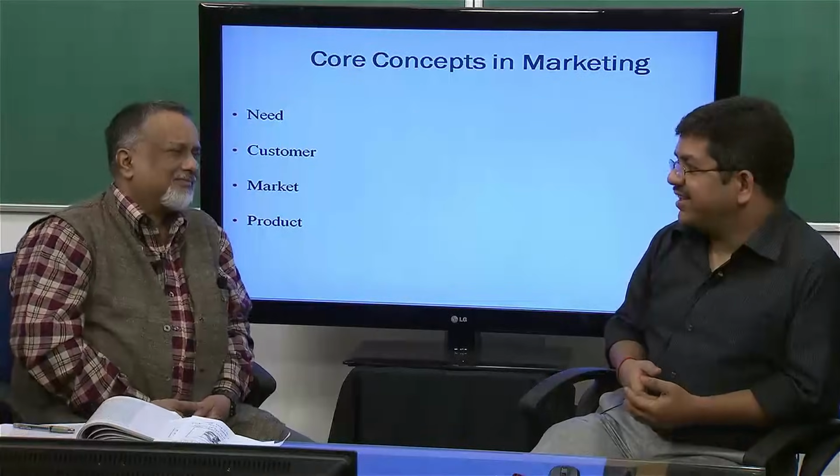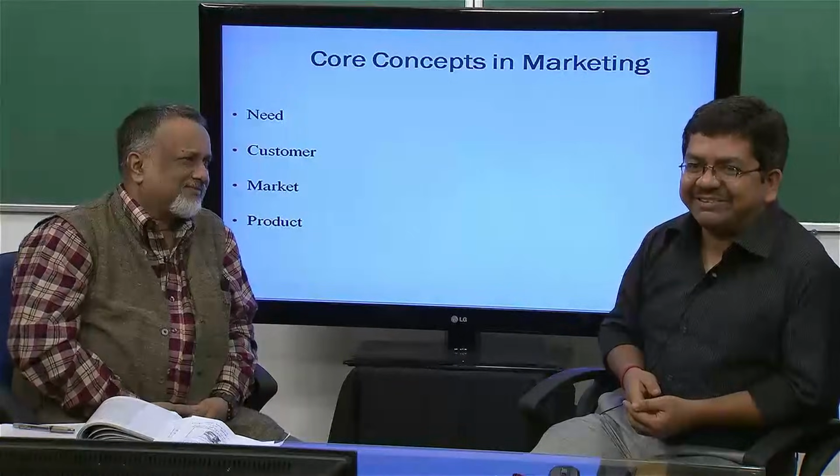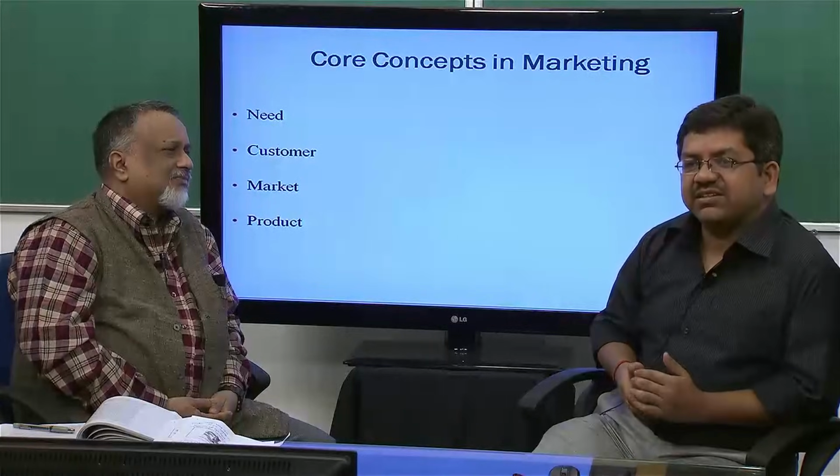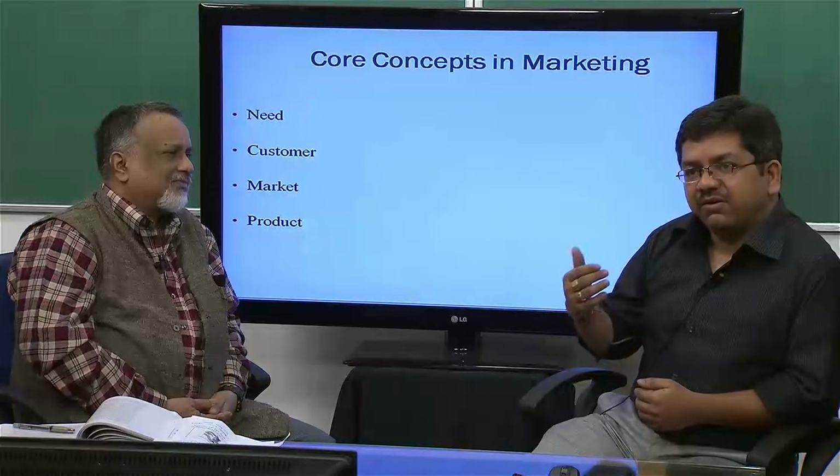Want is basically the form of need which is affected by our cultural and environmental factors. So, like if I am hungry, I, being a vegetarian, would like to have something vegetarian. On the other side, Professor Chatterjee, if he is hungry, he will again like to have fish at this point of time. So you see, some of these cultural factors affect our want.